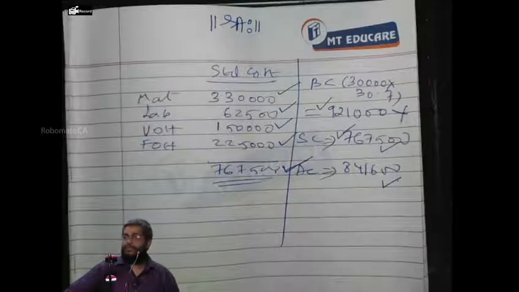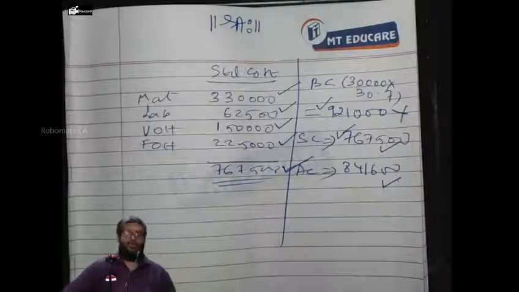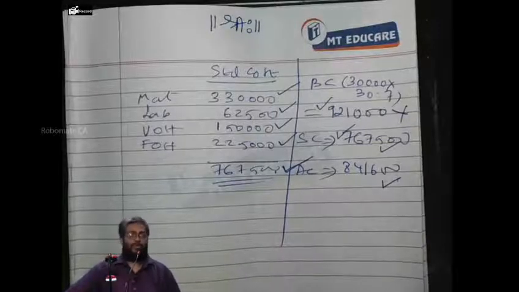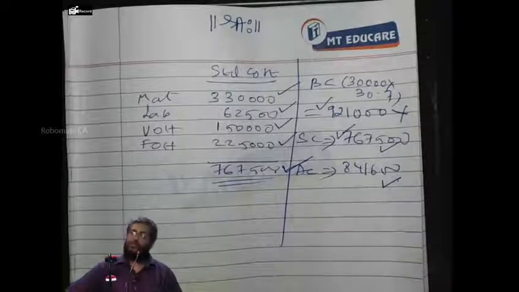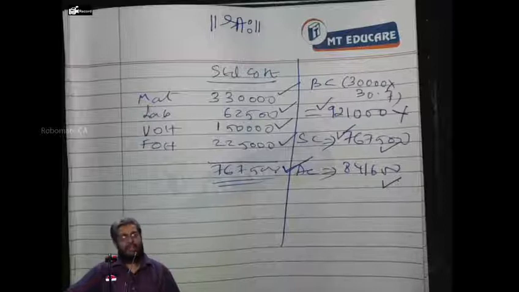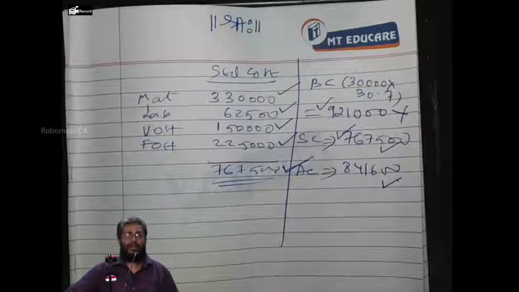Point number 2. Cost can be classified into 2 types. Branch it into 2: product cost, period cost.